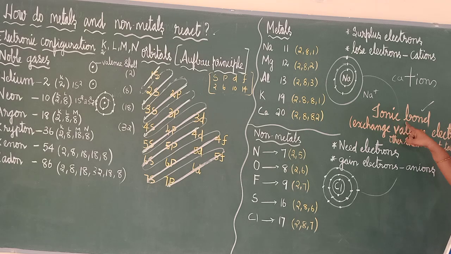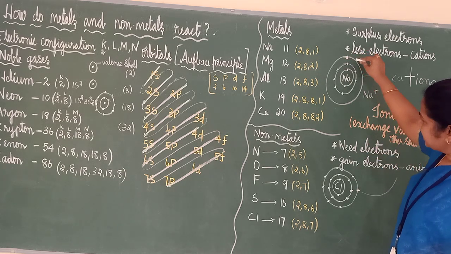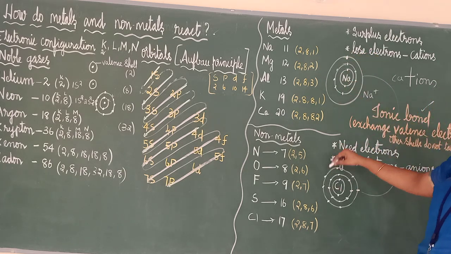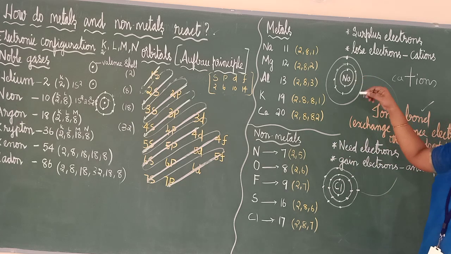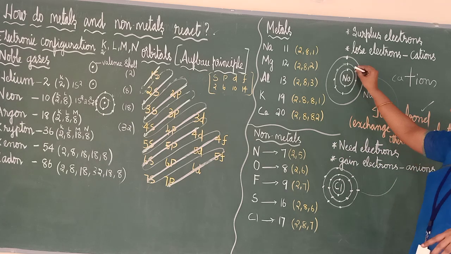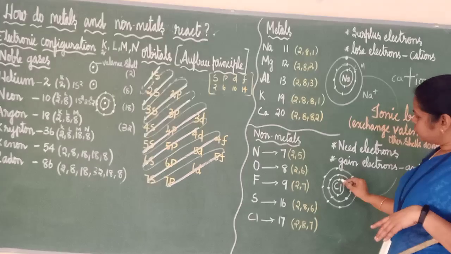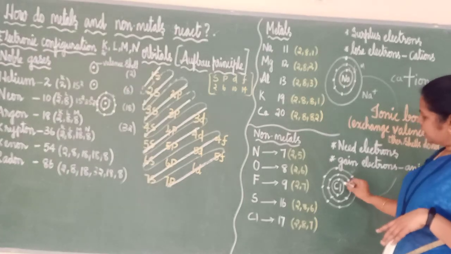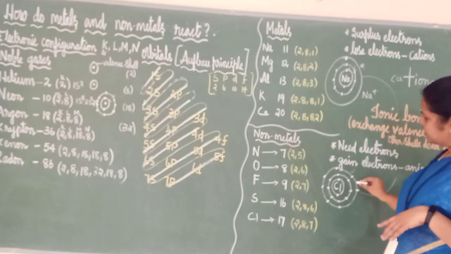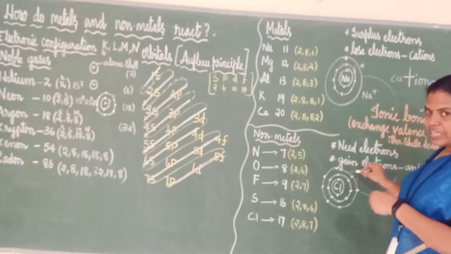See? Ionic bond. What will happen now in this bond? Exchange of valence electrons takes place. Valence electrons means electrons present in the outermost shell. See, the next shell now they are not doing anything. Only the outermost shell. This is K shell, this is L shell, this is M shell. Here also K shell, L shell, M shell. K shell is not doing anything. L shell is not doing anything. Only the M shell will get 1 electron.